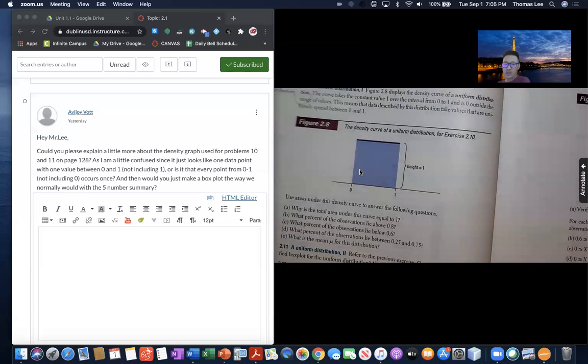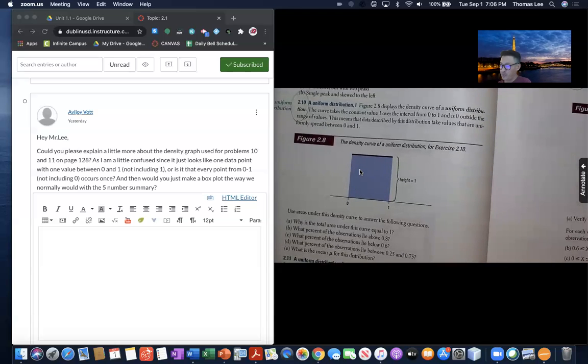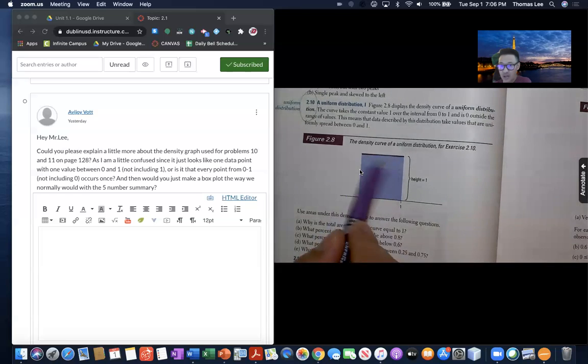So now when we're thinking about a uniform distribution for a density curve, or the density curve of a uniform distribution, here's that straight line up top, okay?